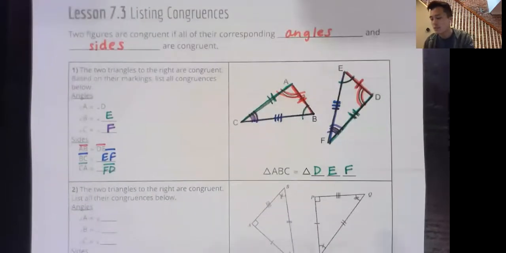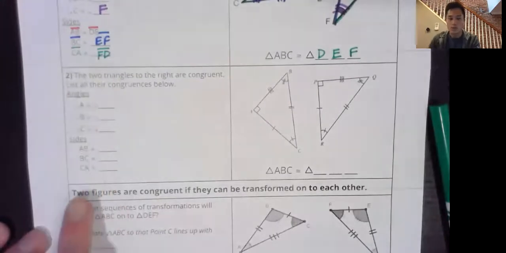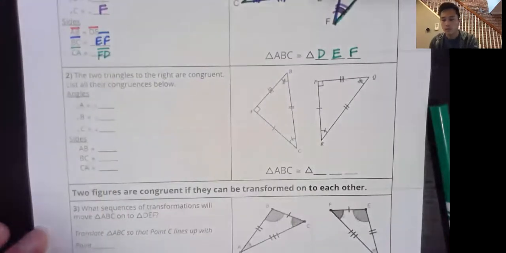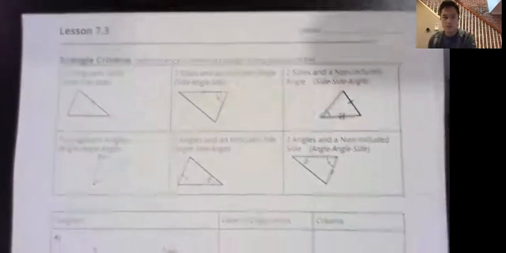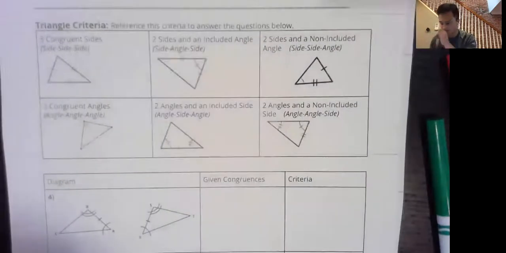Now that we've done that example, I'm going to have you do problems 2 and 3 on your own. I'm going to move ahead to problem number 4 on the second page. So I'm looking at the second page of this 7.3 worksheet now. In these problems, you're going to be given triangles, and in each triangle you have 3 parts that are congruent. They can be angles or they can be sides.